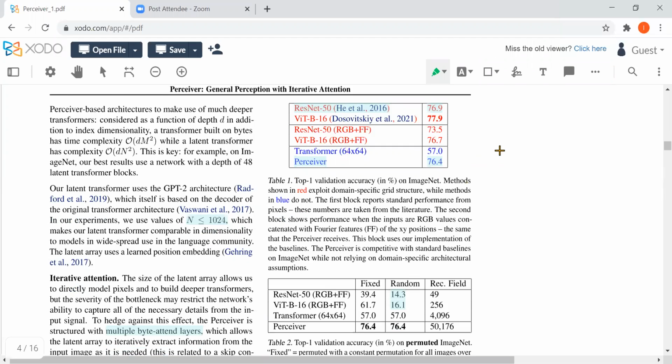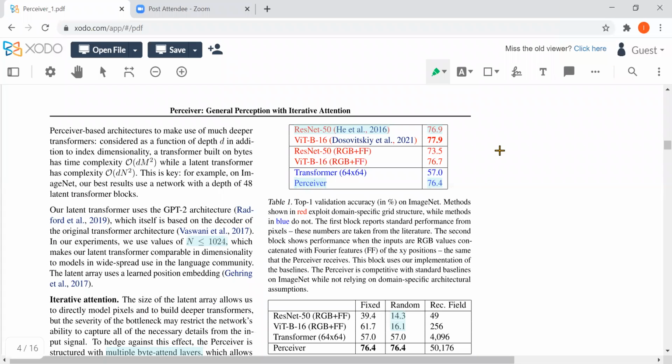I have a question. Isn't the ViT also a transformer? Yes. So why are they not putting them on the same comparison level? To be honest, I haven't read about this ViT, but I assume they have some inductive biases as well.